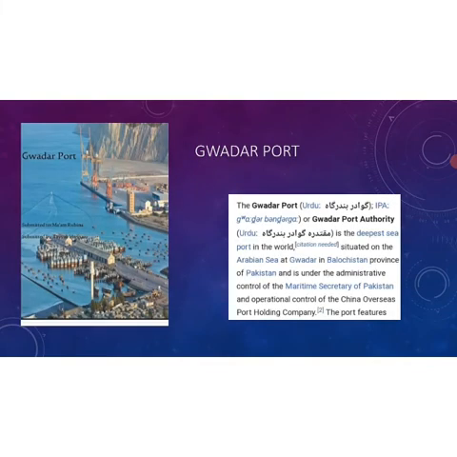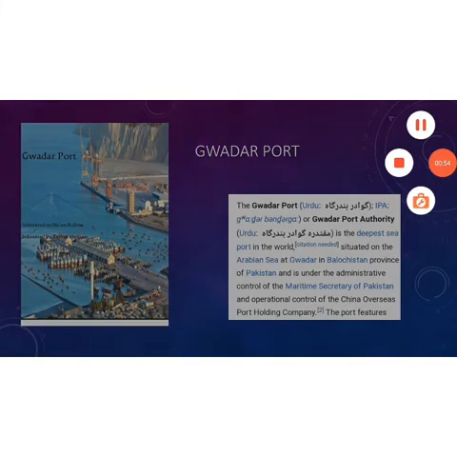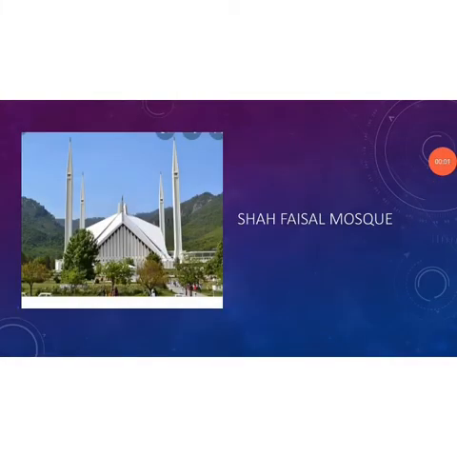Now look at this picture. This is Gwadar Port. Gwadar is an important port of Pakistan. It is situated on the Arabian Sea in Balochistan. This is the picture of Shah Faisal Mosque and it is situated in Islamabad. This mosque is very beautiful.